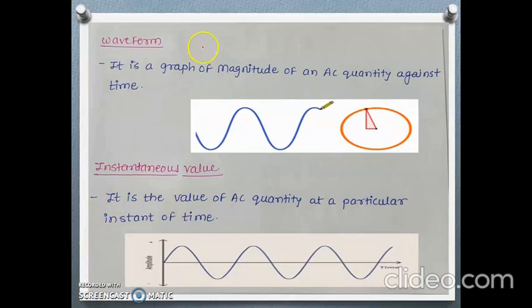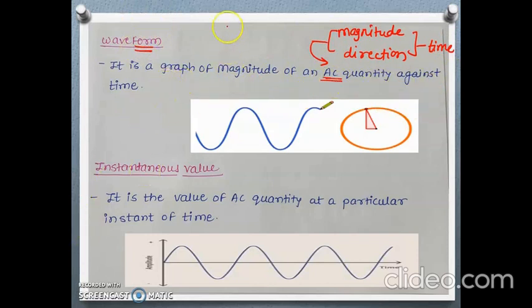First one is waveform. The waveform is the graph of magnitude of an AC quantity against time. We know that AC quantity is the one which changes its direction as well as magnitude with respect to time. And this is known as AC quantity. And the waveform is the graph of magnitude of AC quantity against time.